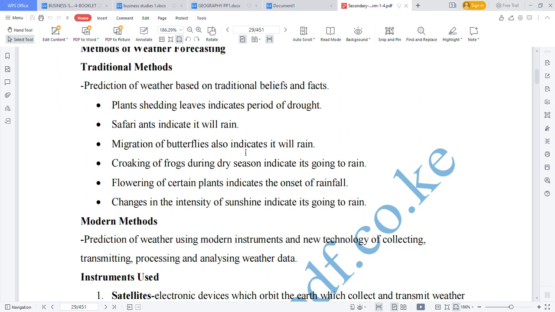Plants shedding leaves indicates the period of drought. Safari ants indicate it will rain. Migration of butterflies also indicates it will rain. Croaking of frogs during dry season indicates it is going to rain. Flowering of certain plants indicates the onset of rainfall. Changes in the intensity of sunshine indicates it is going to rain.